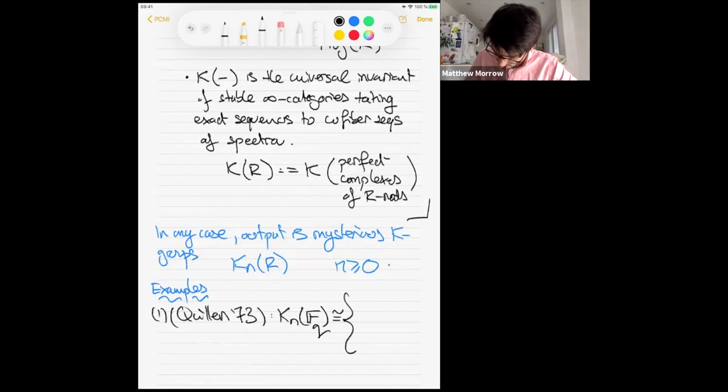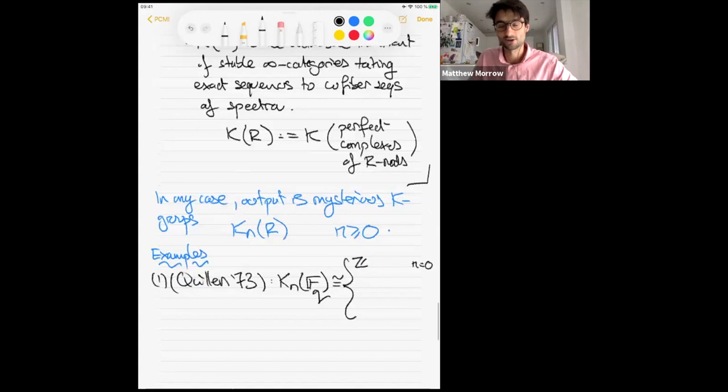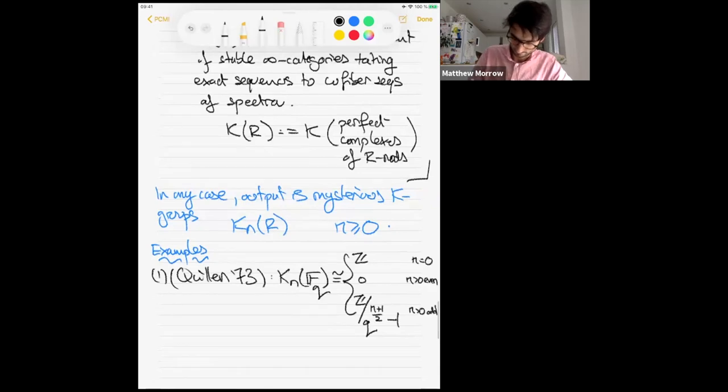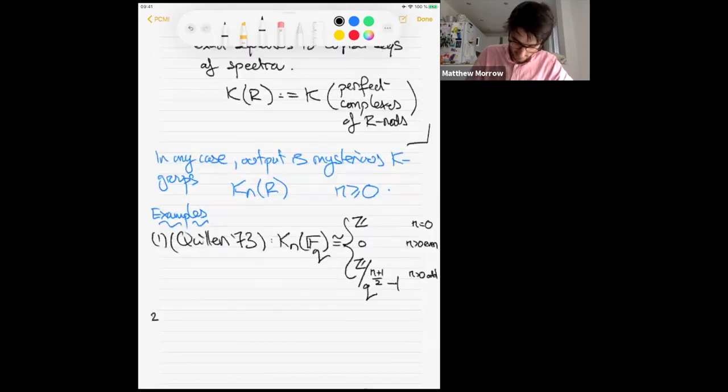So in degree zero, I get a copy of Z. In even degree, I don't get anything. And in odd degree, I get a cyclic group of order q to the power (degree plus 1)/2, minus 1. But then everything goes downhill.